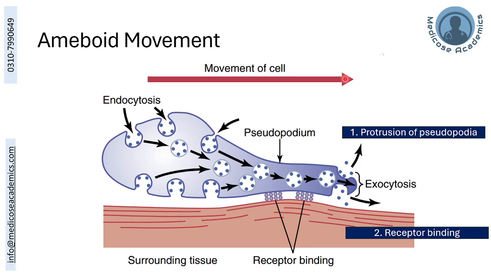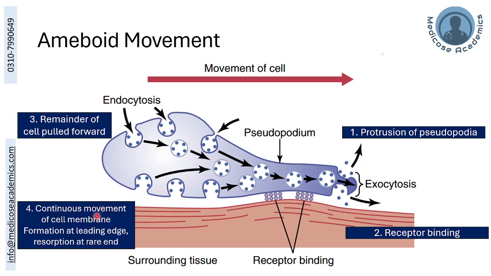Number two, the protruded pseudopodium will have some receptor binding over here on the basal lamina or basement membrane or cell membrane, whatever you call it, to allow this type of amoeboid locomotion. Number three, when the pseudopodium has elongated and fixated on a receptor, the previous end, the rear end, will be pulled forward.